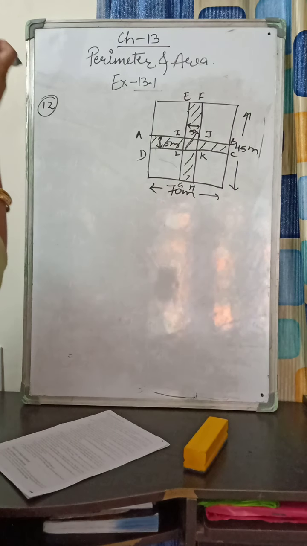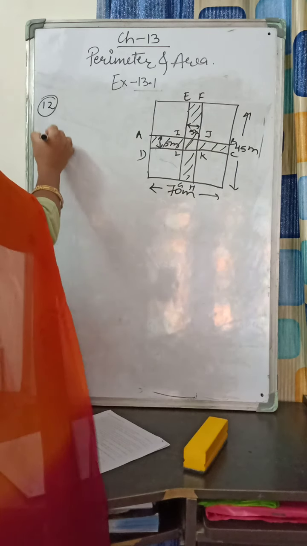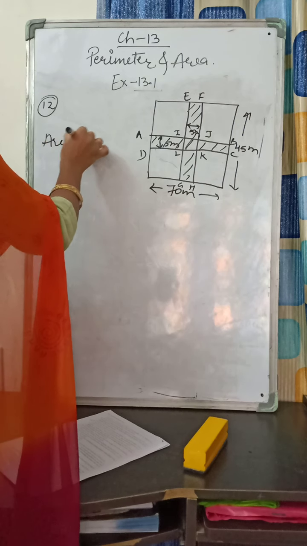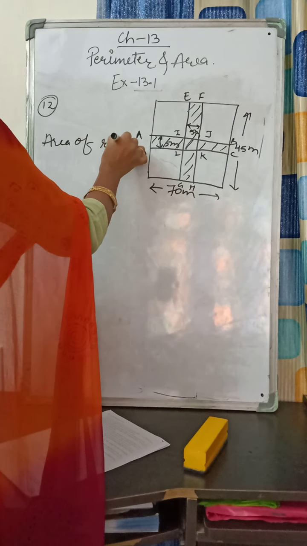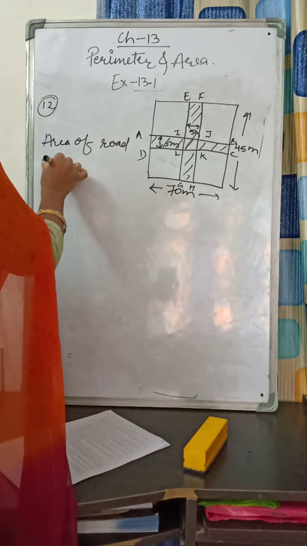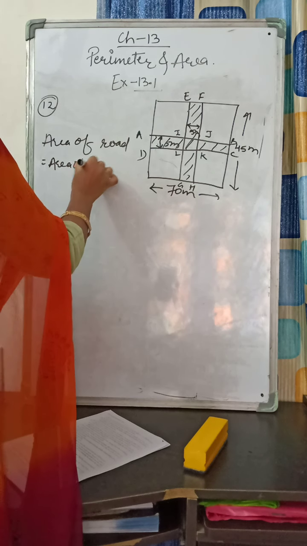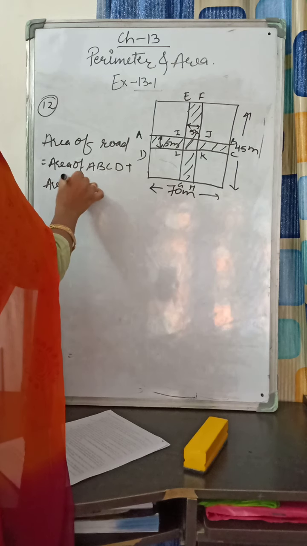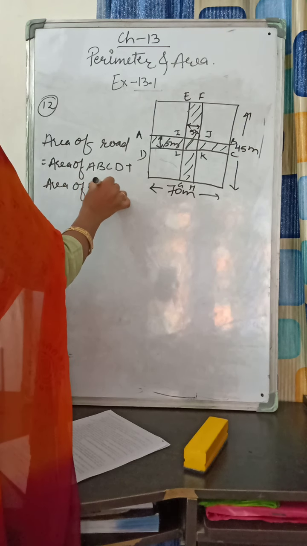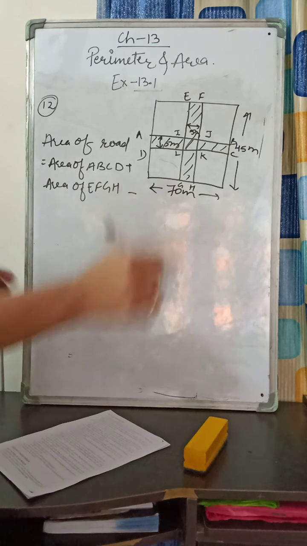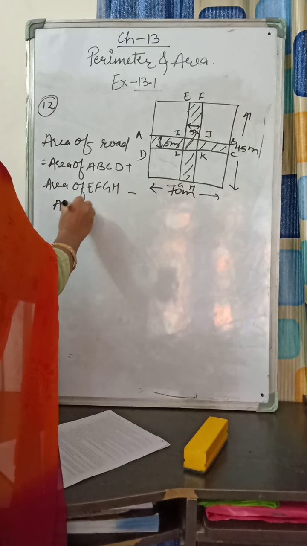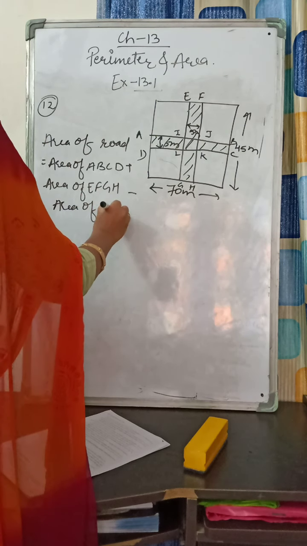Fine. So first, how can we find the area of this road? We can find the area of the road equals the area of ABCD plus the area of EFGH, and one time subtraction of the area of IJKL.